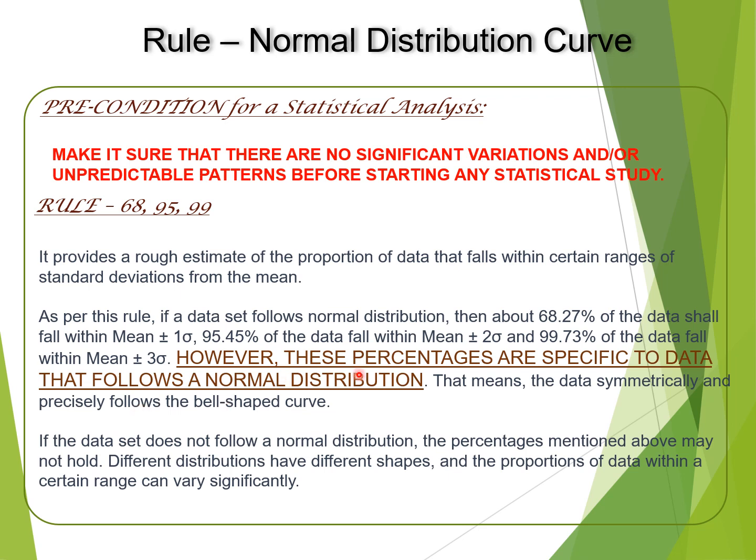Once again, these percentages are specific to data that follows a normal distribution. That means the data symmetrically and precisely follow the bell-shaped curve. If it is not following that, if the normal distribution is not there, then the percentages mentioned above, that is 68, 95, 99, may not hold good. And there may be some other percentage within mean plus minus 1 sigma, plus minus 2 sigma, and plus minus 3 sigma.